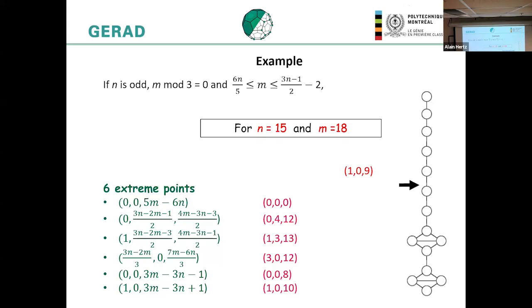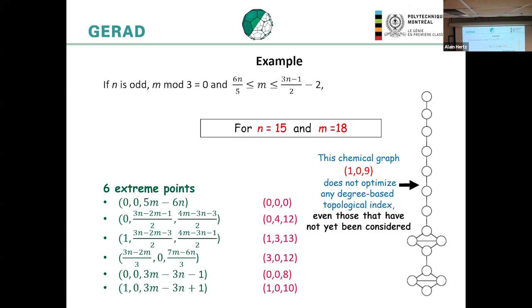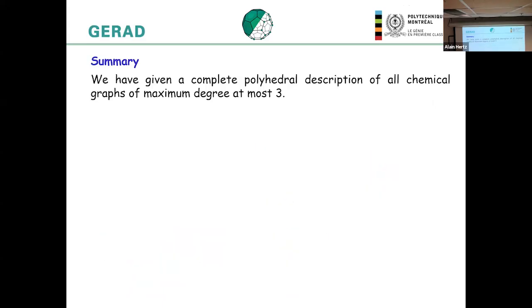So this one doesn't optimize any degree-based topological index, and even these topological indices that have not yet been considered. Perhaps in 10 years, you will say they will find some. No, it's impossible. It will never be optimal. So in summary, what we have done now is to give a complete polyhedral description of chemical graphs with really the integral convex hull for maximum degree at most 3.